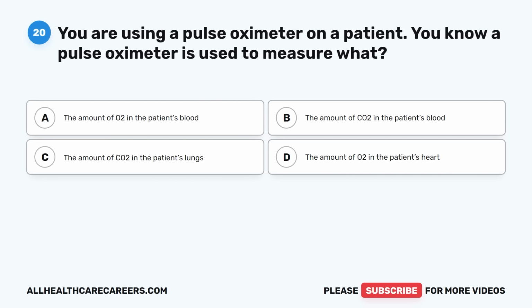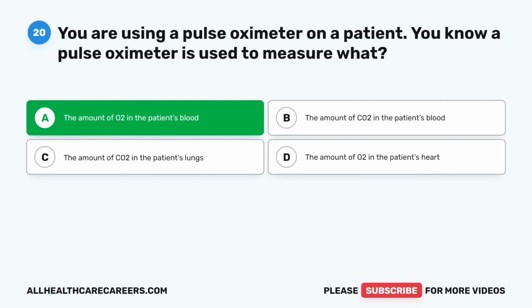Question 20. You are using a pulse oximeter on a patient. You know a pulse oximeter is used to measure what? A. The amount of O2 in the patient's blood. B. The amount of CO2 in the patient's blood. C. The amount of CO2 in the patient's lungs. D. The amount of O2 in the patient's heart.